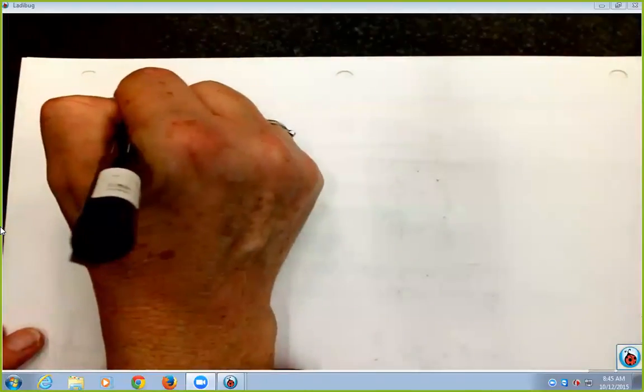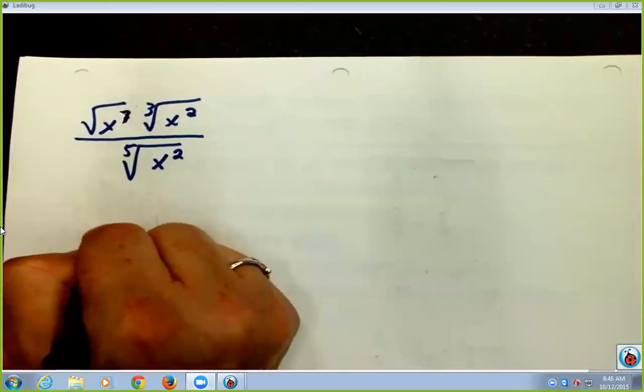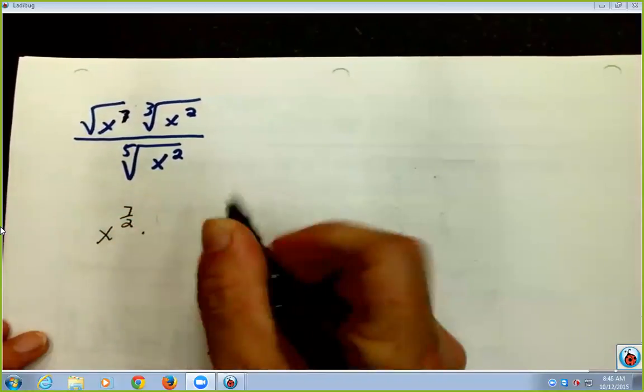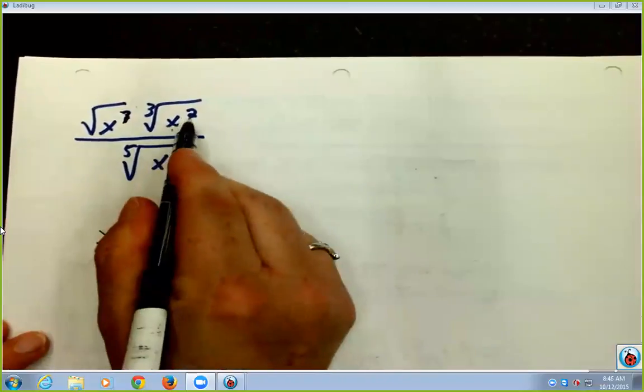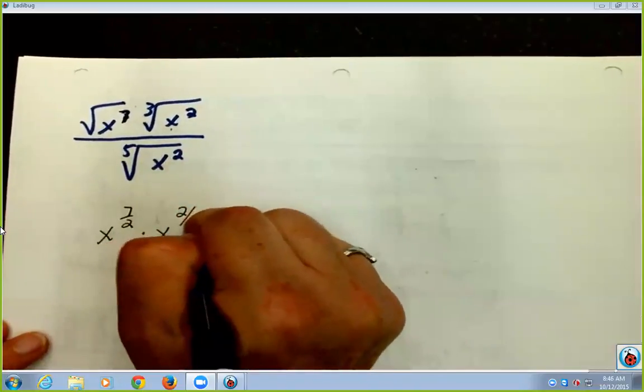Let's see if we can get an answer to this one. So what would I have? This is a 7, I think, in here. So turn them into fractions. So I have x to the 7/2 times x to the 2/3 all over x to the 2/5.